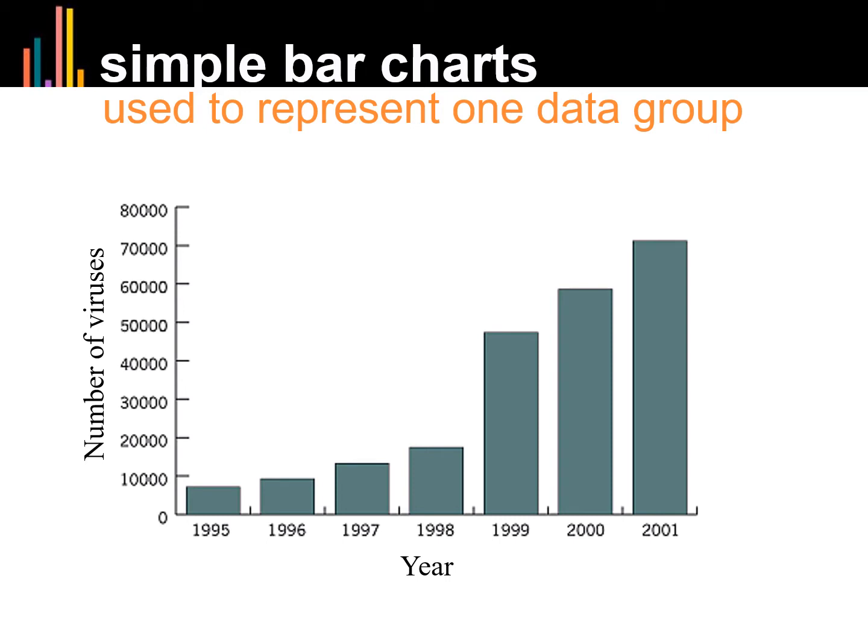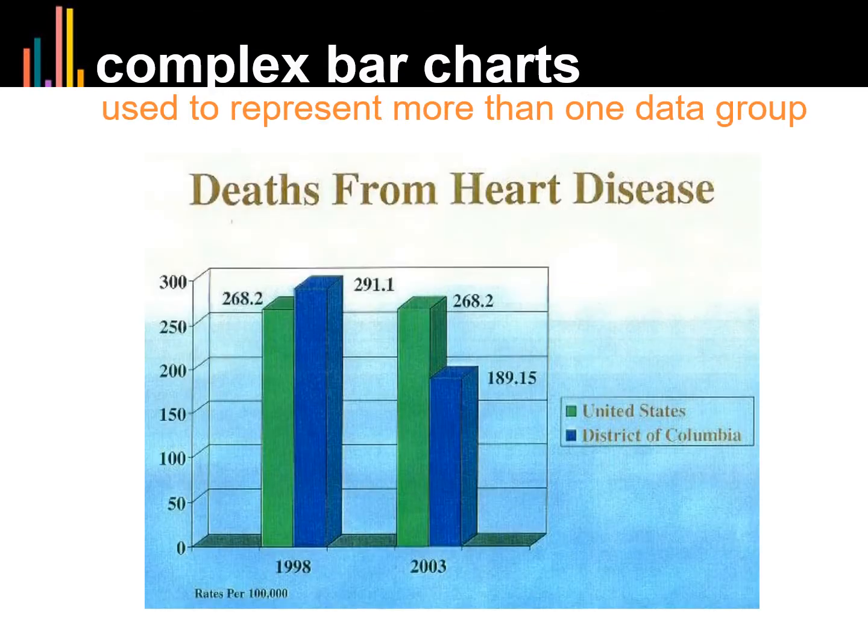You'll probably be more likely to use a complex bar chart, which is used to represent more than one data group and is used for comparison purposes. So by having the two bars next to each other, you can compare the District of Columbia to the United States and see the differences, and it makes a visual statement.